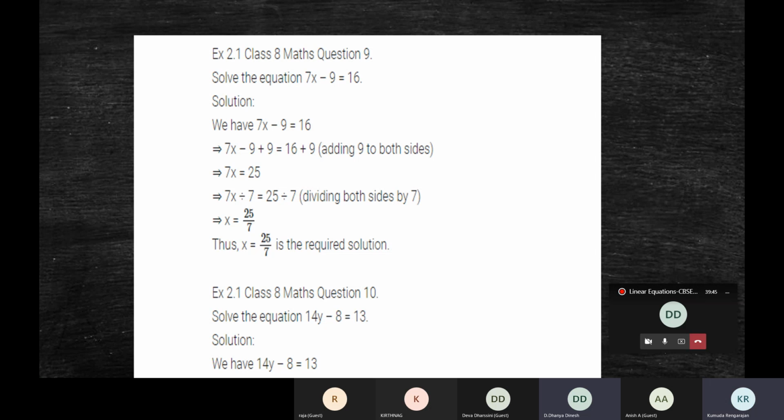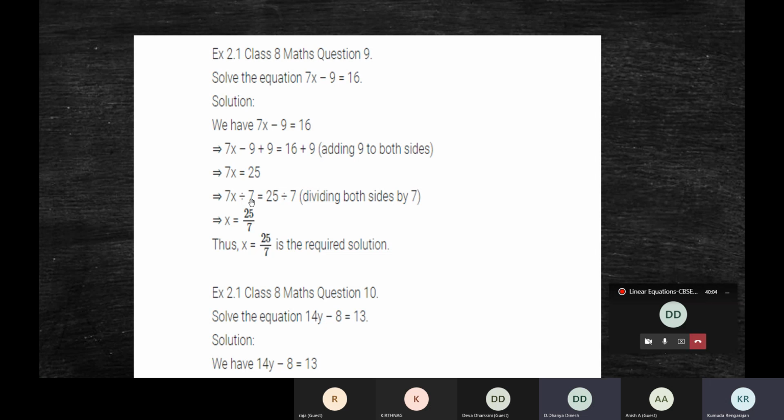So 7 divided by 7 becomes 0, which is x. No, darling. 7 by 7 is 1. Sorry, ma'am. 1. 7 minus 7 is 0. No. See here. Minus 9 plus 9 is 0. This is 0, yeah, but here it is not 0. 7x divided by 7. 7 by 7 is 1.